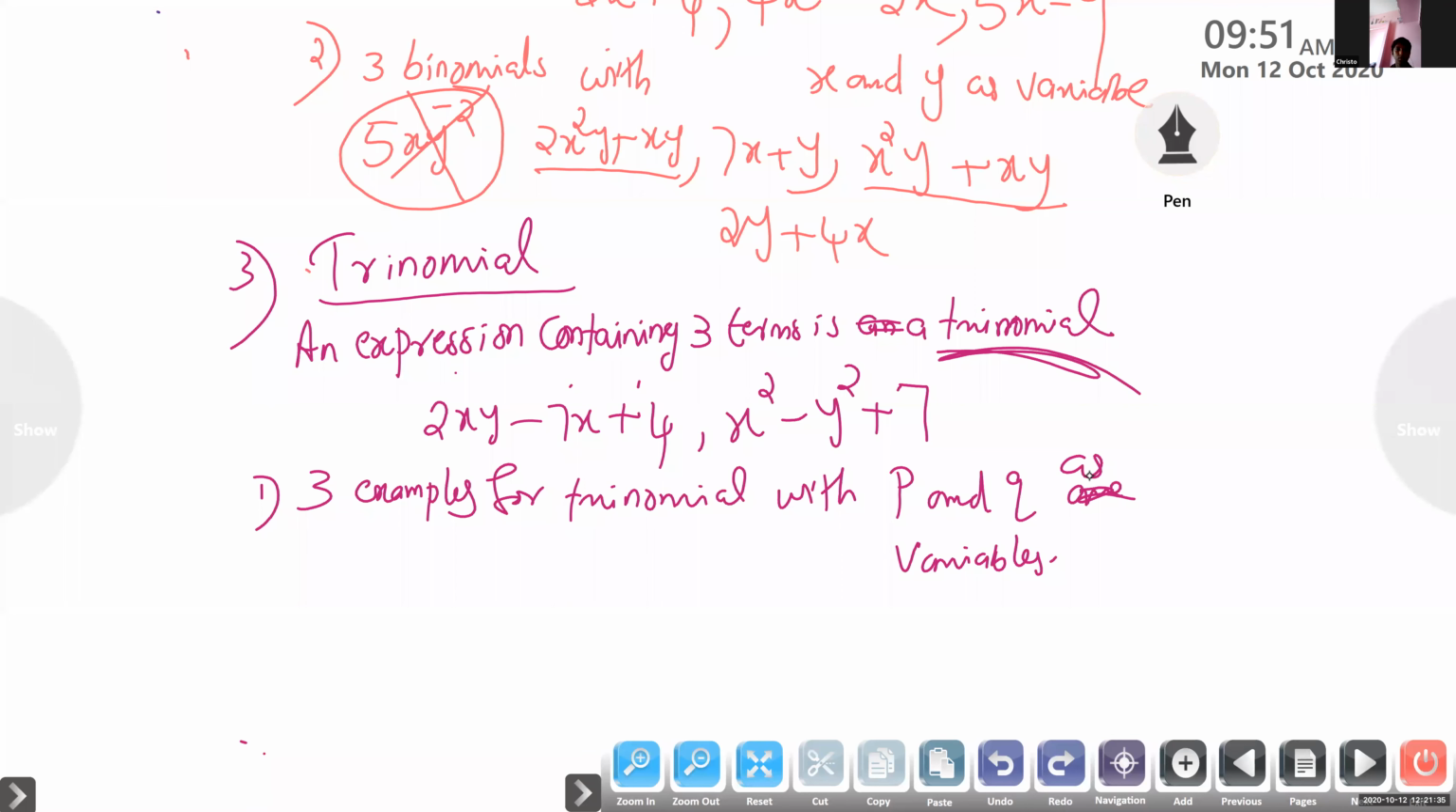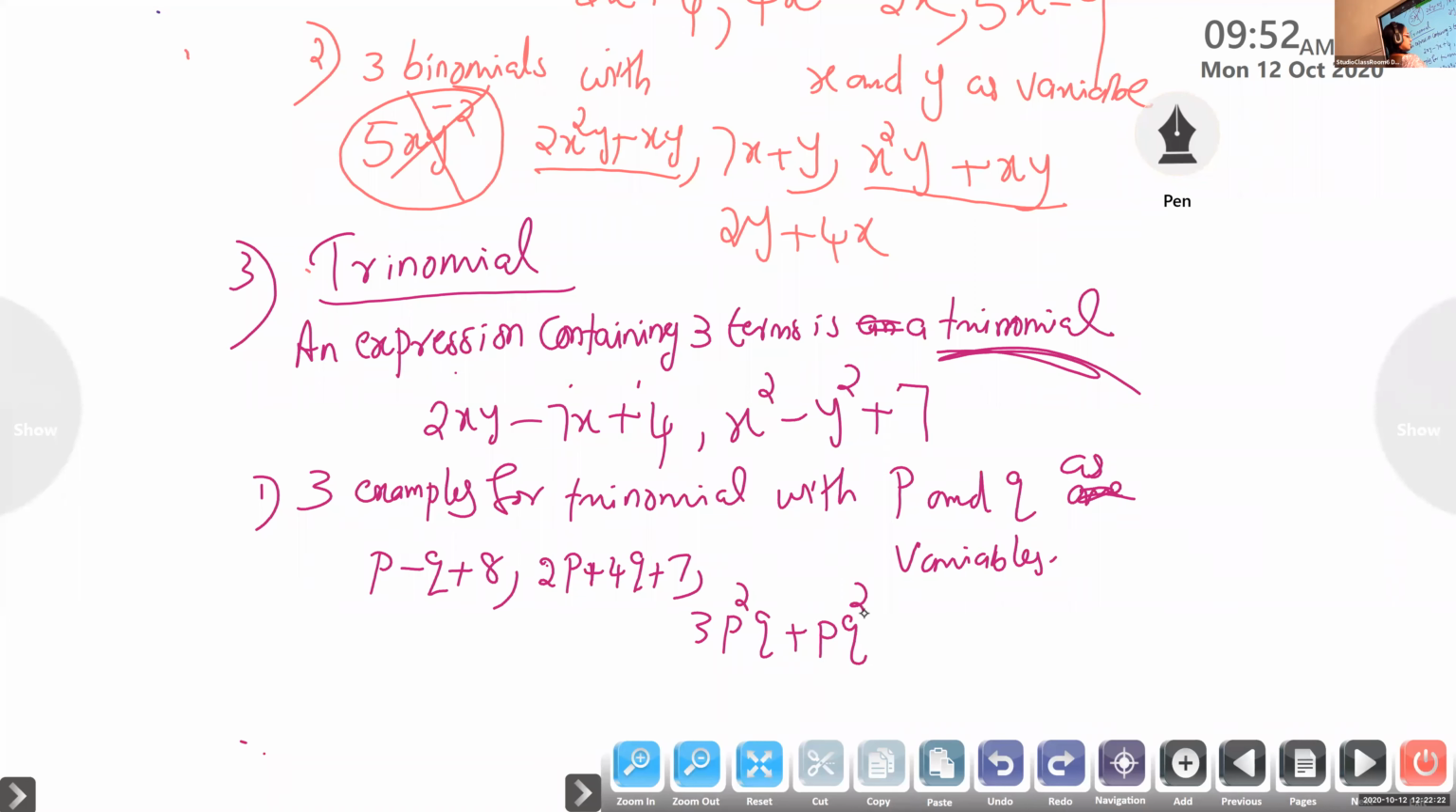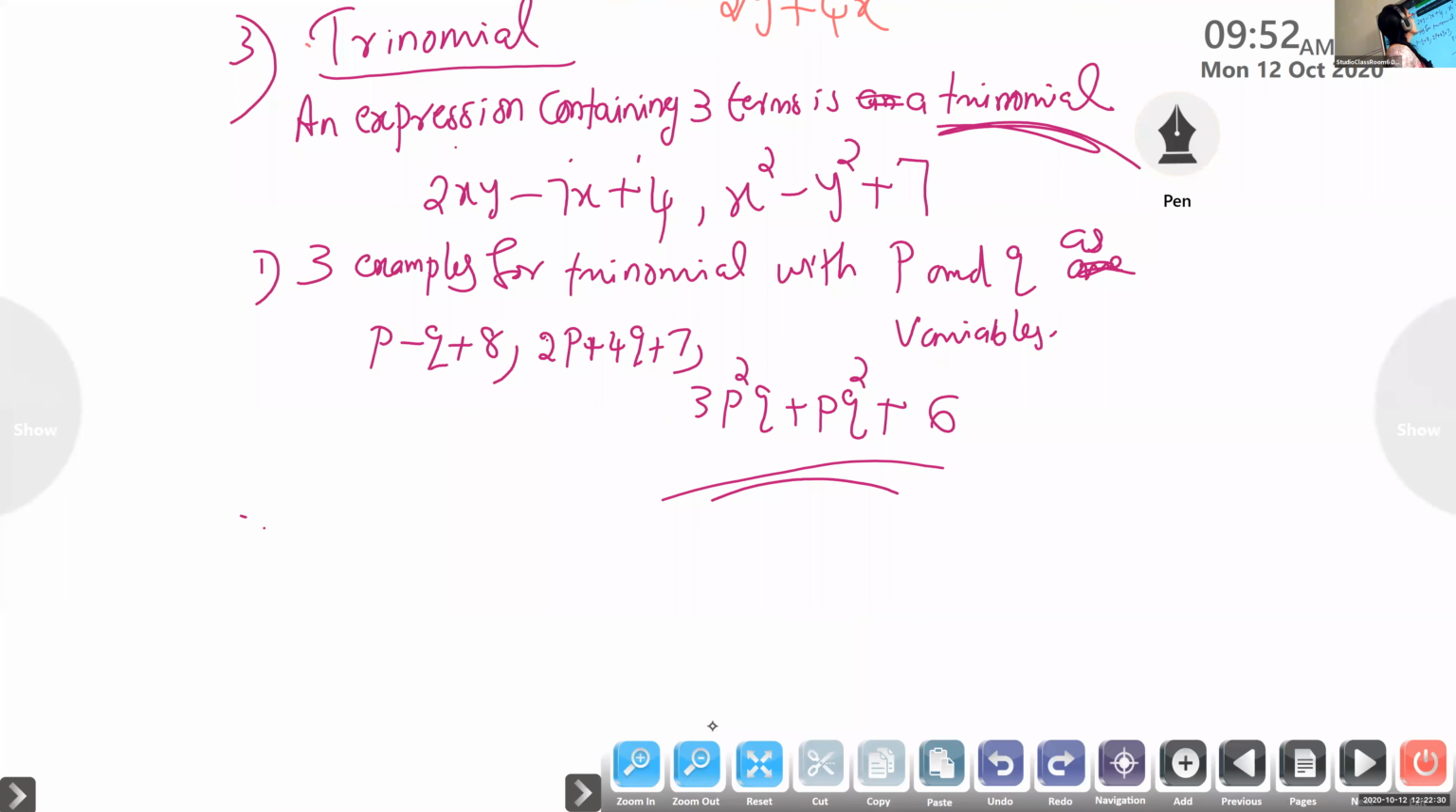Anugrah? Yes, ma'am. p minus q plus 8. Yes, three terms. Both p and q are there. Then one more example. 2p plus 4q plus 7. Then one more. 3p square q plus pq square plus 6. Okay, all these are examples for a trinomial with p and q as variables.